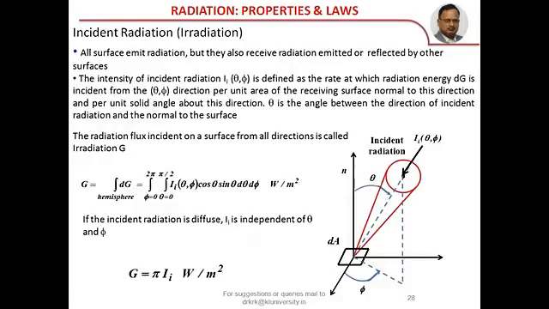And let us have a look at incident radiation. What is this incident radiation? All surfaces emit radiation. At the same time, they receive radiation emitted or reflected by other surfaces also. Thus, the intensity of incident radiation is defined as the rate at which radiation energy is incident from the theta phi direction, in this direction, for unit area of the receiving surface normal to this direction and for unit solid angle about this direction. Therefore, G is equal to integral dG, phi 0 to 2 pi, theta 0 to pi by 2, I incident cos theta sin theta d theta d phi, you will get pi Ii watts per meter square.